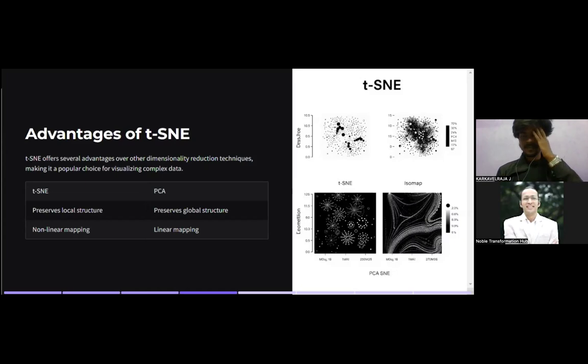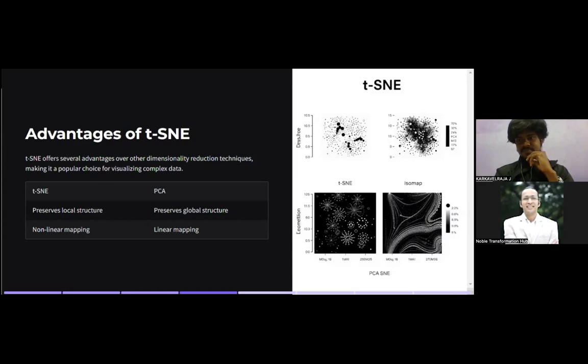So, advantages of tSNE. It has several advantages other than dimensionality reduction, making it a popular choice for visualizing complex data. tSNE preserves the local structure, which we have already learned, and PCA preserves the global structure. Guys, if you know what local structure and global structure mean, write in the comment section.